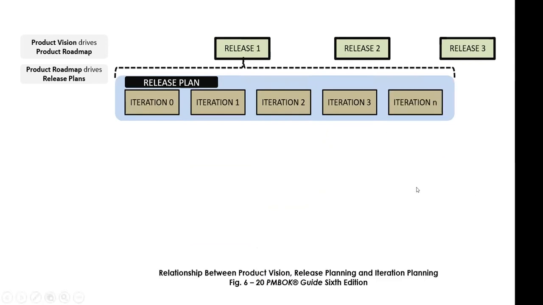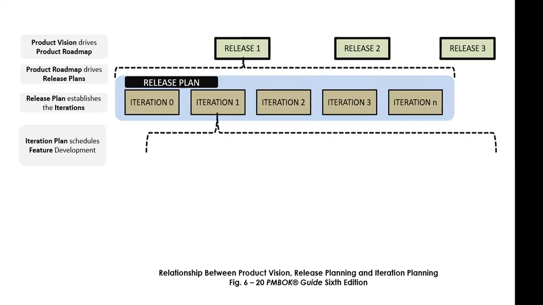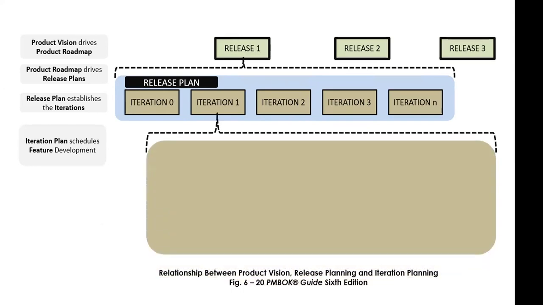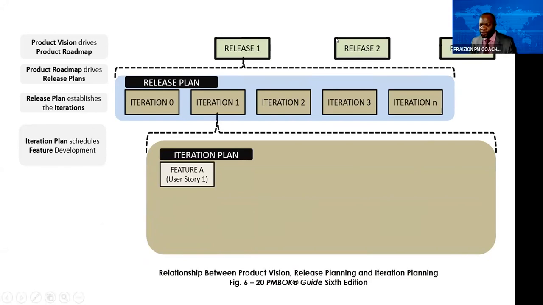It's all planned out, and the team is aware of how many iterations are coming down the pike. And within those iterations, we have what we call features. So the iteration plans are going to schedule feature development. So within those iteration plans, we're going to bring to the surface these user stories. What is a user story? A user story is, think of it like a feature described from a user perspective.